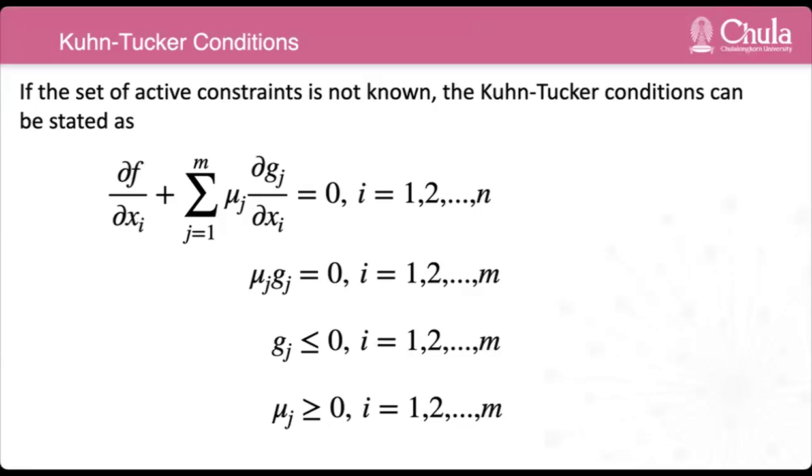If g is not 0, what happens? If g is not 0, mu must be 0, right? In order to satisfy this condition. And if mu is 0, it does not contribute to the necessary condition at all, right? Because mu is 0, this term will become 0. Okay? That means that inequality constraint is not active, so it does not contribute to determining the optimum point, right?